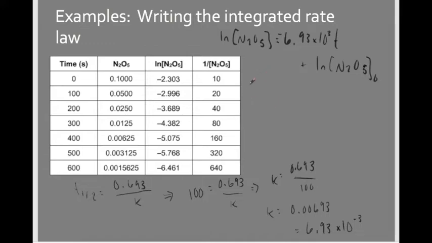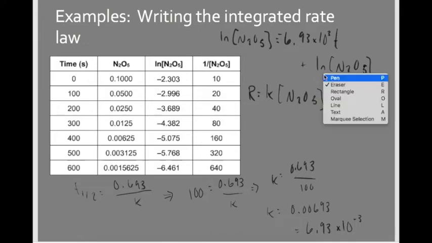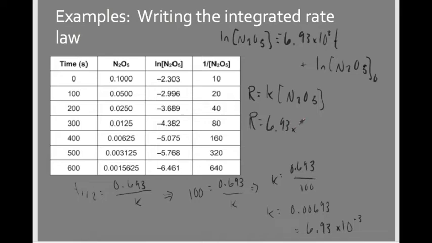What is my differential rate law? You know that for first order, it's rate equals K times the concentration of your reactant raised to N. I just found out it's first order because the half-life is constant, so I know that N is equal to 1. And of course, I could plug the exact same K value in right there. So my differential equation is 6.93 times 10 to the negative 3 times my concentration.